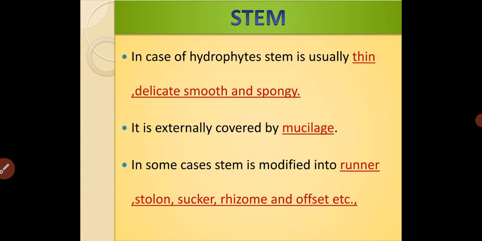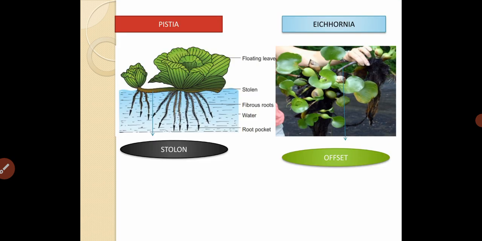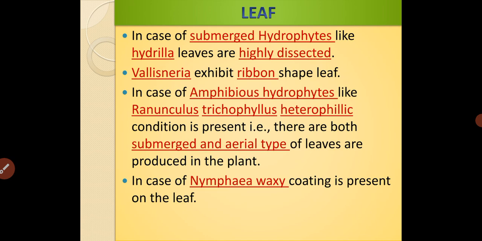Let us move towards the stem. In case of hydrophytes, stem is usually thin, delicate, smooth and spongy in nature. It is externally covered by mucilage. In some cases, stem is modified into runner, stolon, sucker, rhizome and offset, etc. These are modifications for vegetative propagation. As the pictorial shows, Pistia shows the stem modification stolon, Eichhornia shows the stem modification offset, which is meant for vegetative propagation.